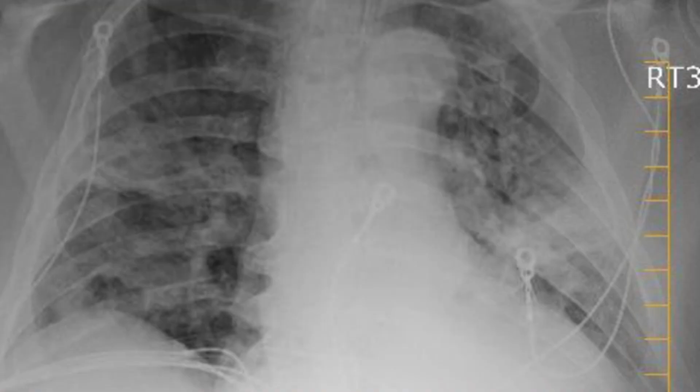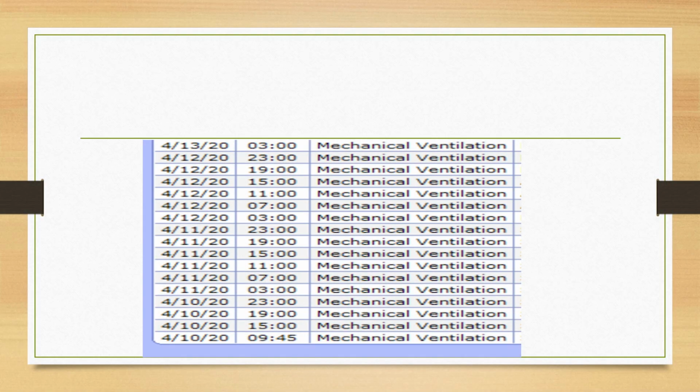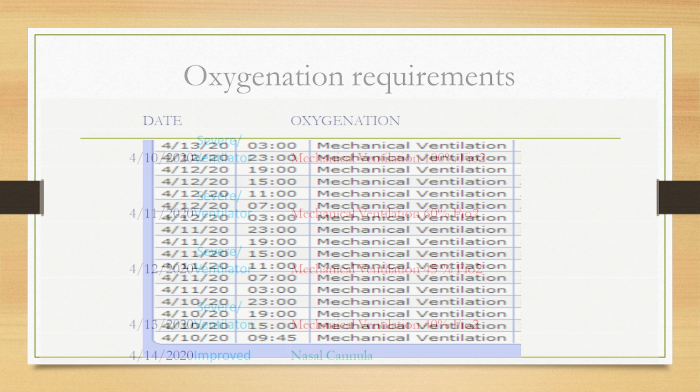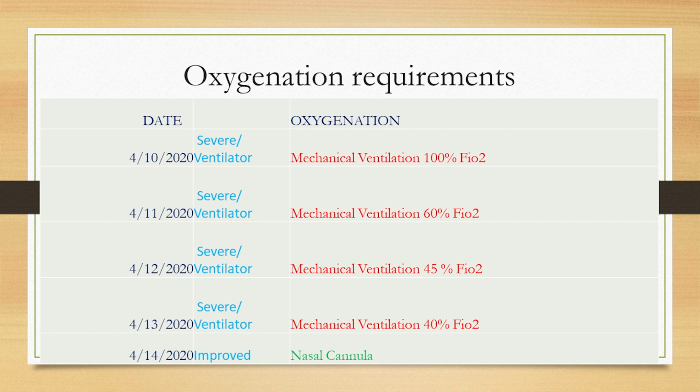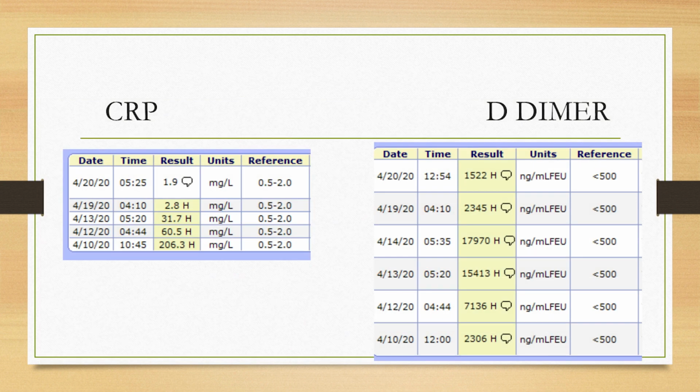You can see the same findings in the chest x-ray, white opacities on both lungs. And this patient was intubated. That means he came right into the hospital and had to be put on ventilator support. And he was on ventilator support only for 3 days. And then he came out of the ventilator and he was on nasal cannula. So within a few days, he improved. And again, the same thing, the CRP went down from 206 to 1.9 within a few days. And here his D-dimer went up to almost 17,000 and then came down to 1,522.